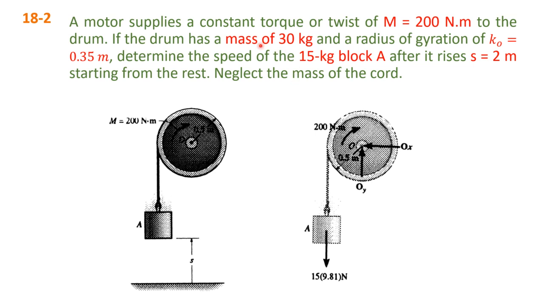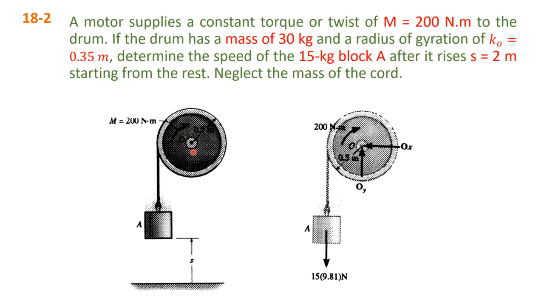If the drum has a mass of 30 kilograms and a radius of gyration of 0.35 meters, determine the speed of the 15 kilogram block A, this block, after it is raised for the S value of 2 meters, starting from rest. Neglect the mass of the cord.